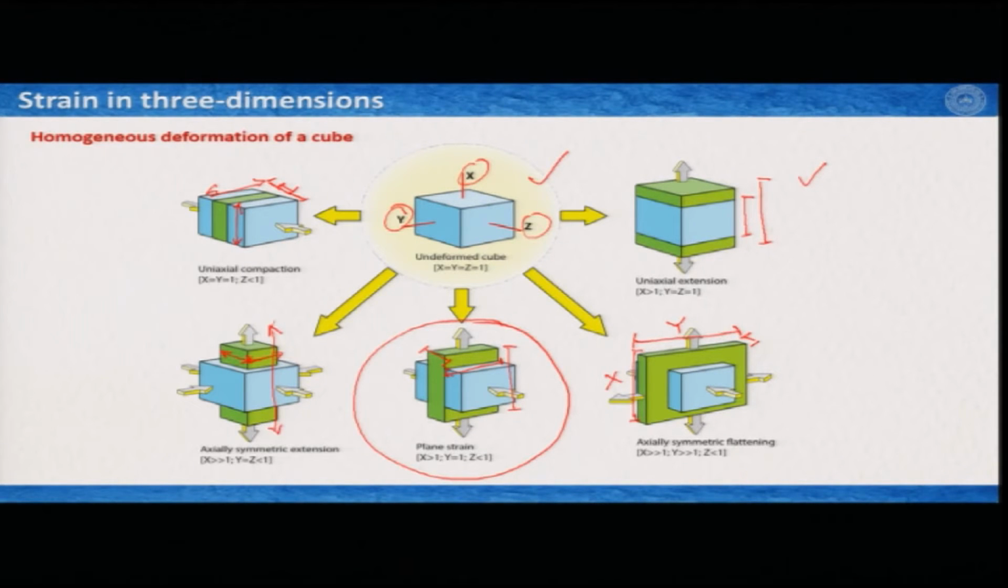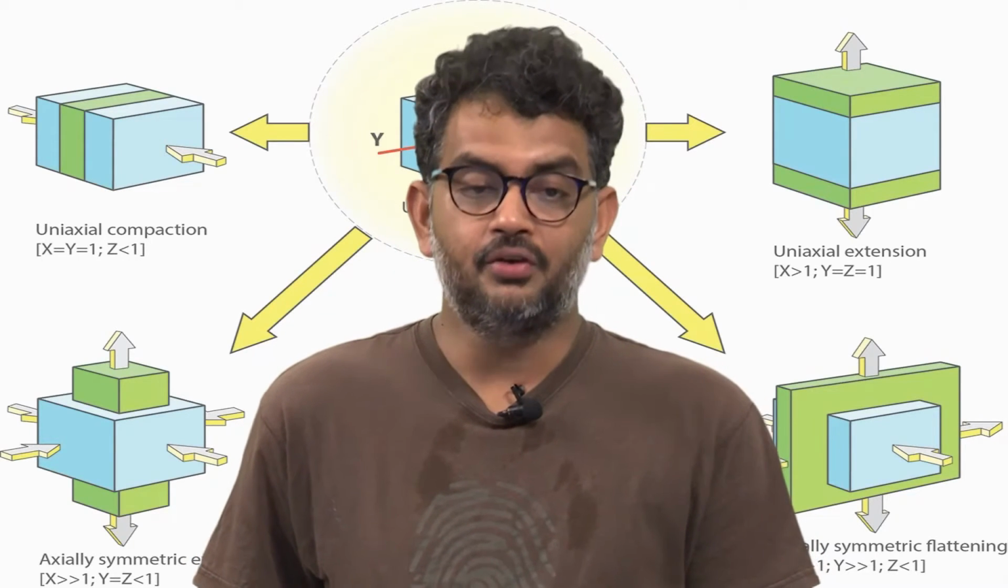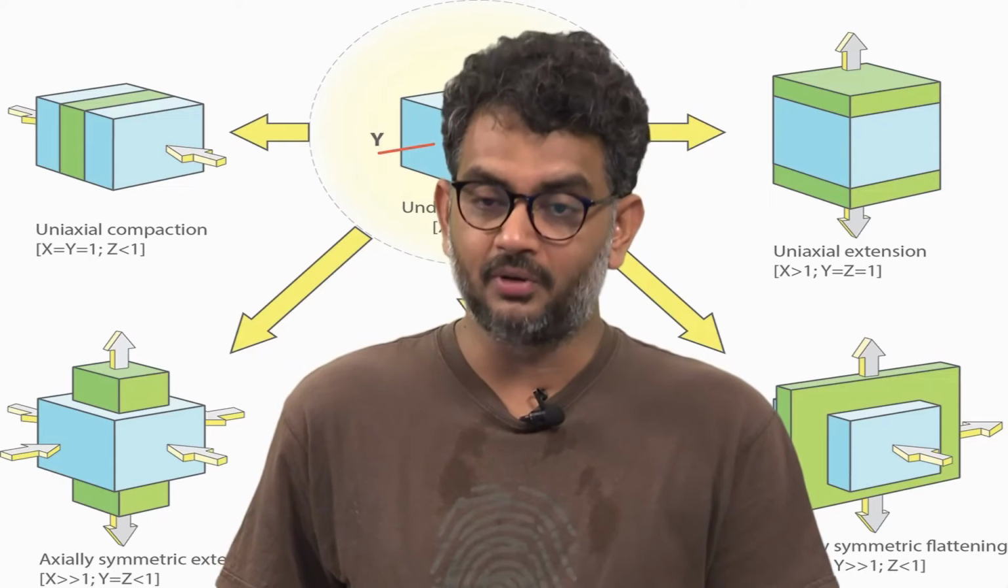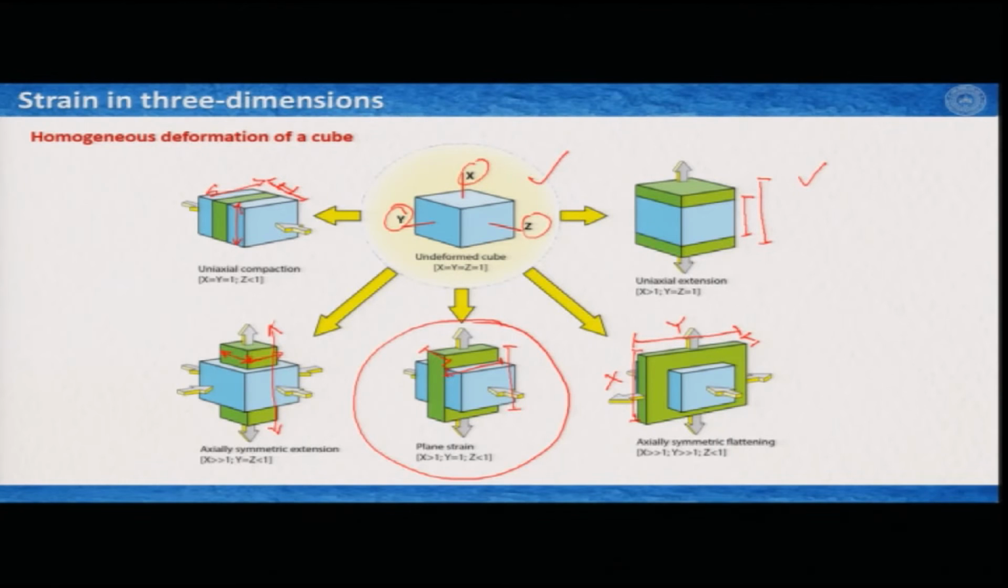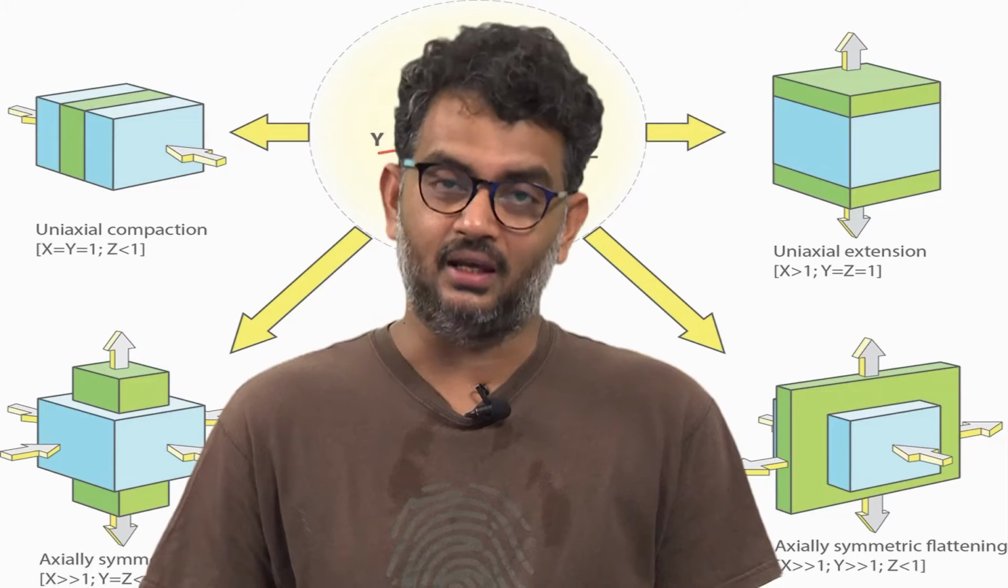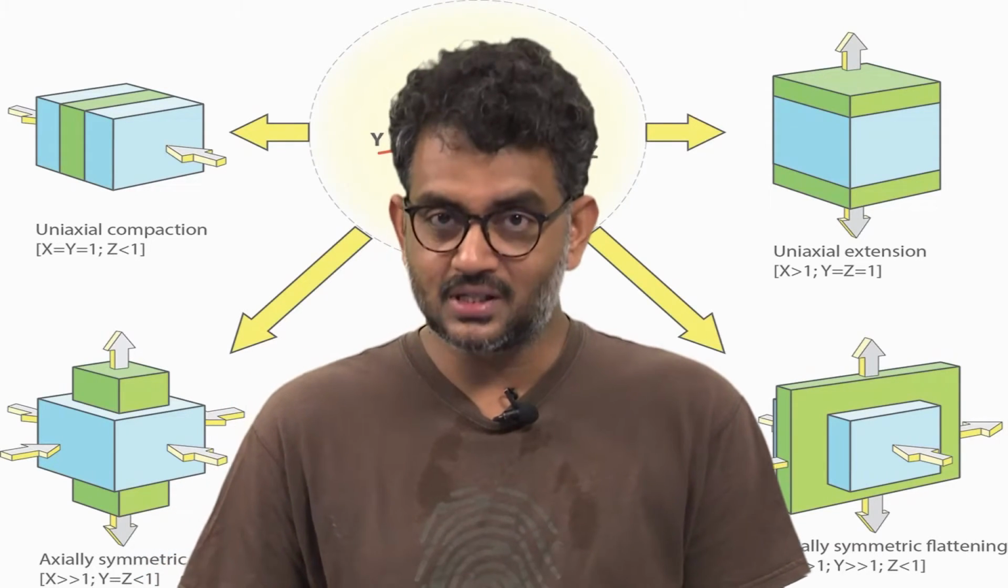Now, based on this idea of deformation of an undeformed cube to these different possibilities, you can understand that once these materials deform in different ways, you would produce different types of strains. That means the rocks would deform differently, and because the rocks would be deforming differently, you will see different types of features in your rocks, and we will see this now.